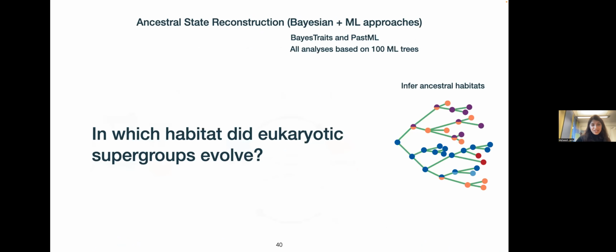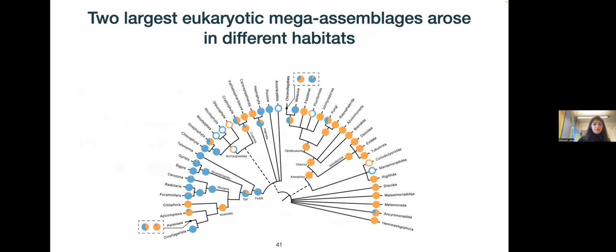So next, we asked, what were the ancestral habitats of eukaryotic supergroups or eukaryotic major lineages? And for this, we performed ancestral state reconstruction using BayesTraits. Now, this figure is very busy, but I'll try to walk you through it. The figure depicts the eukaryotic tree, and each tip represents a major group.